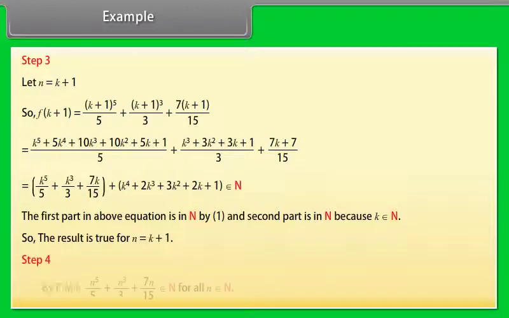Step 4. By the principle of mathematical induction, n raised to power 5 by 5 plus n raised to power 3 by 3 plus 7n by 15 belongs to N for all n belongs to capital N.